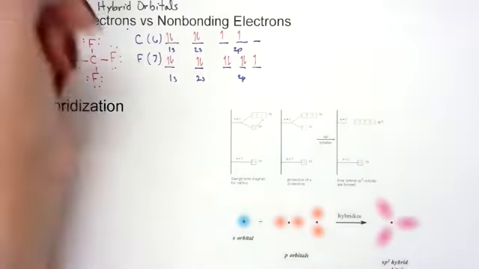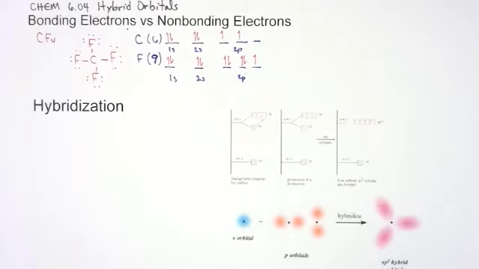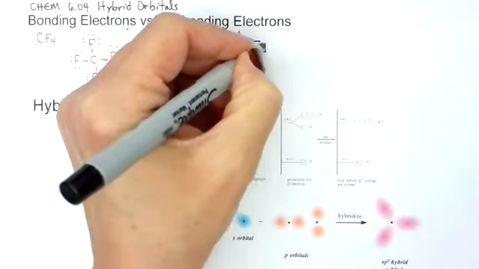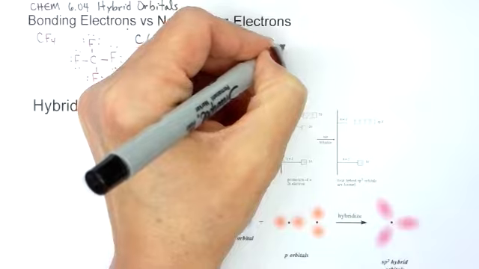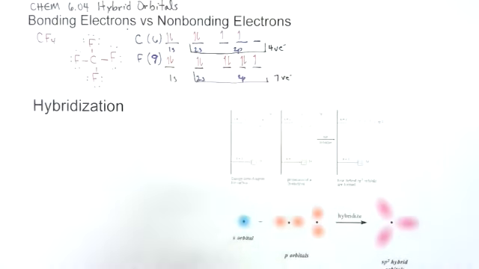I'm sorry, I said 7 for fluorine. That's wrong. It's 9. My error. I don't know where my brain was exactly. Oh, I know. I was thinking about valence electrons. So we have 4 valence electrons. So these are my valence electrons here. I have 4 valence electrons for carbon, and I have 7 valence electrons for fluorine.